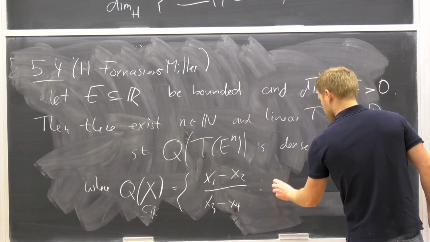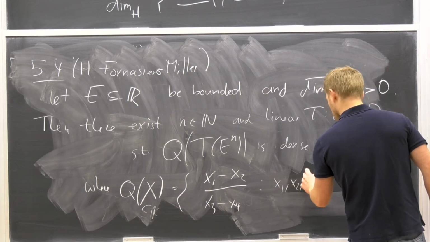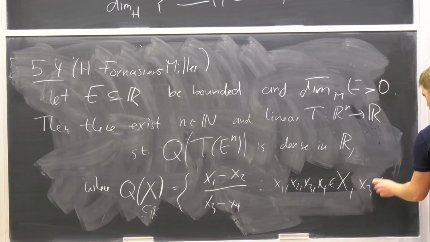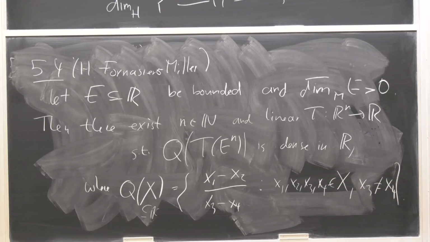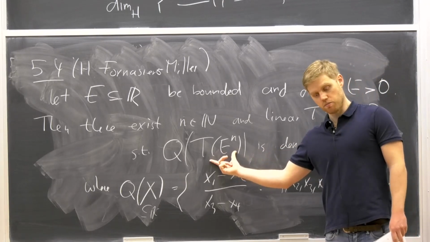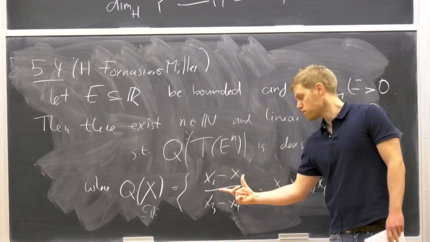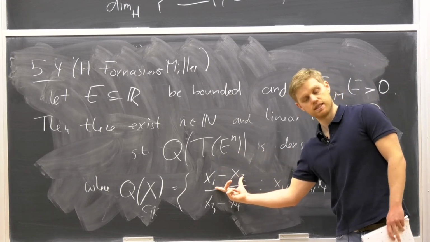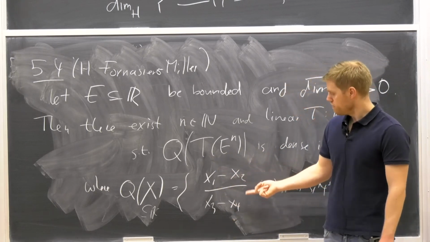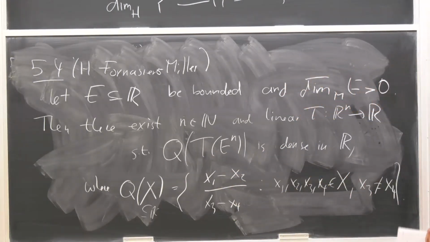So where x1, x2, x3, x4 are in X, and of course you need that x3 is not equal to x4. Okay, so remember that for what we did for Hausdorff dimension, we took this kind of orthogonal projection that gave us something of positive Lebesgue measure. Then we used the Steinhaus result to get the difference, and then we get something that literally had interior. That's not enough here. But once we do this quotient, then we're ready to go.